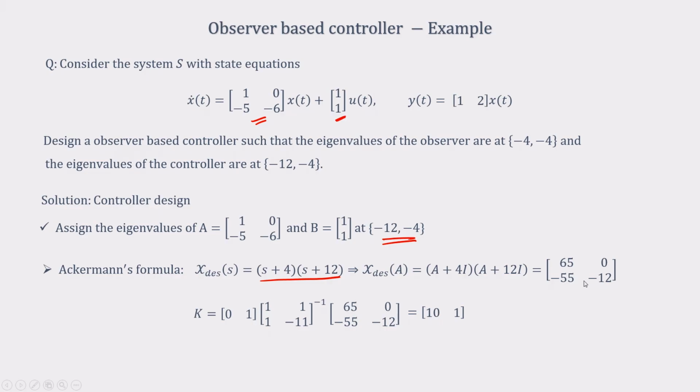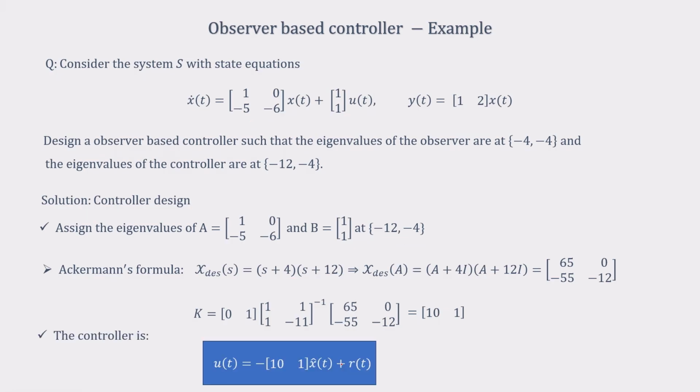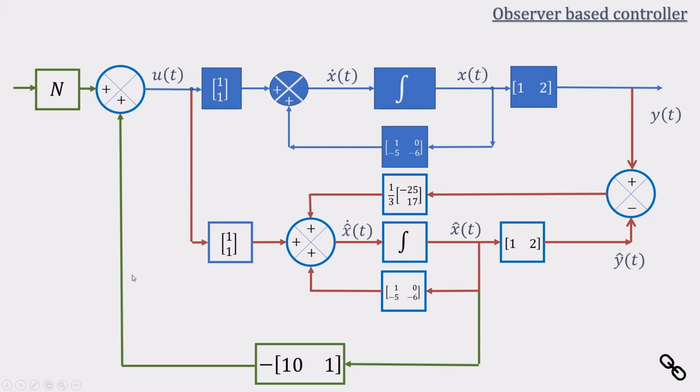And now using Ackermann's formula, if you go ahead and plug it in, 10 and 1 will be your answer. So, your control law is this. Okay, you can use this R. Even if you do not use this R, it's fine, because we have not been told what our steady state output would be. So, as a whole, how will your observer based controller look like?